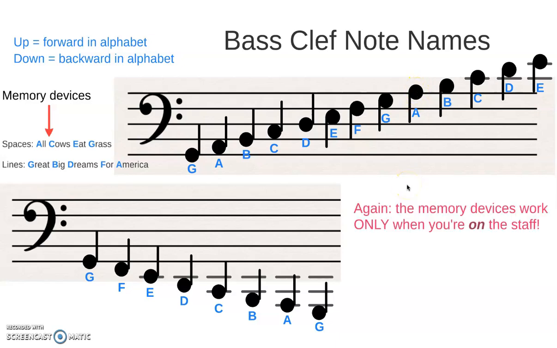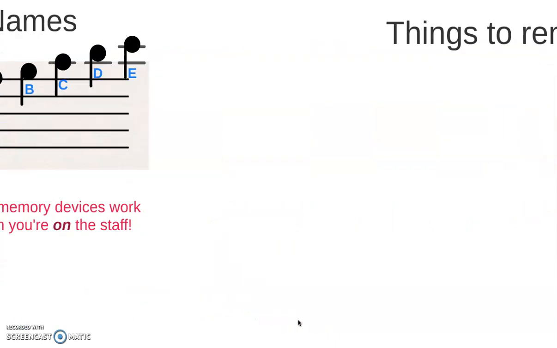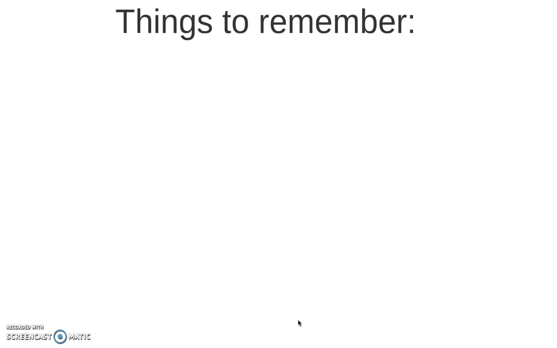Okay. Again, the memory devices only work when you're on the staff. They do not work here and above, and they do not work here and below. You have to count up or down, forwards, backwards, line space. Okay, let's recap. Things to remember. Number 1, notes go up and down the staff, line space.